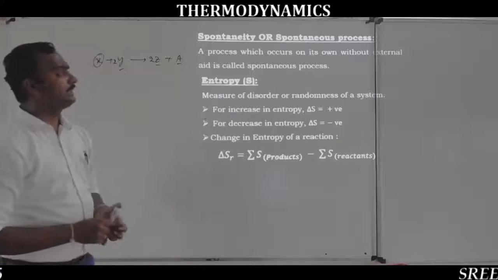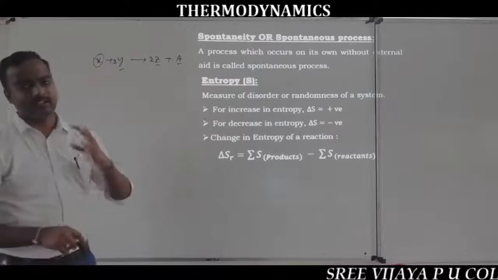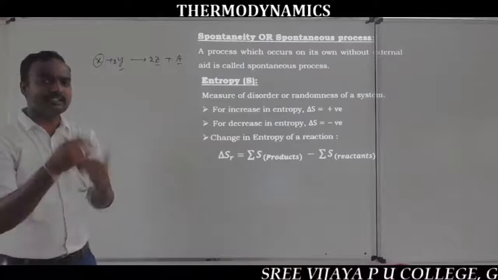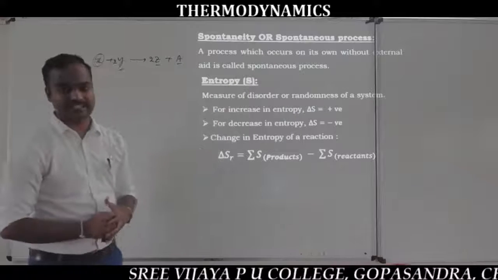What is spontaneity? The process which takes place by itself without any external aid. No external energy supply is needed, the reaction process happens on its own, and that process is called a spontaneous process. The property is called spontaneity.